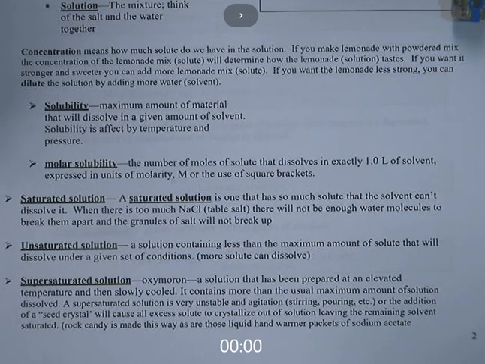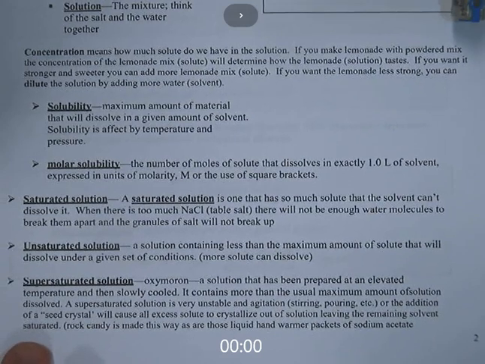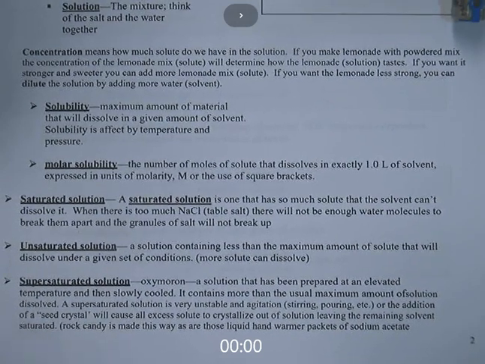Okay, so on the first page, let's just go through a few more definitions. Concentration means how much solute you have in a solution. You make lemonade with a powdered mix, and the concentration of the lemonade mix, the solute, will determine how the lemonade tastes. If you want it stronger and sweeter, you can add more lemonade mix. That's more solute to the solution. If you want the lemonade to be less strong, you can dilute the solution, and that's by adding water, the solvent. By far the most common solvent we'll deal with is water.